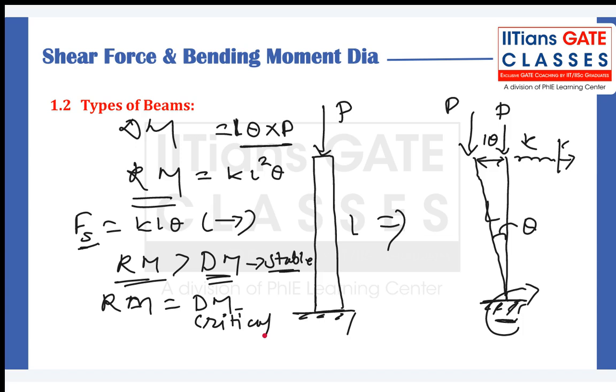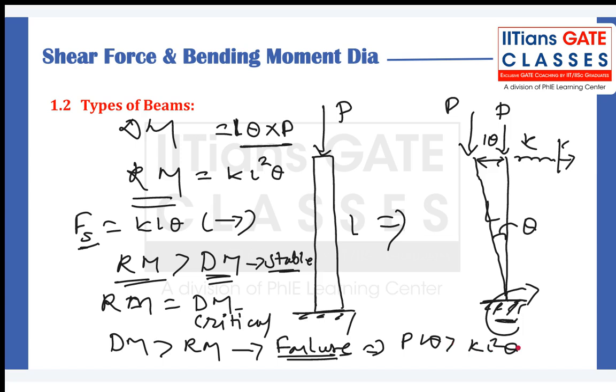And what happens if Dm is greater than Rm? What is going to happen? It's a failure. So Dm greater than Rm means, from here, what you see, guys, P L theta is greater than K L square theta. So from this, what you find, guys? Your P is greater than K L.